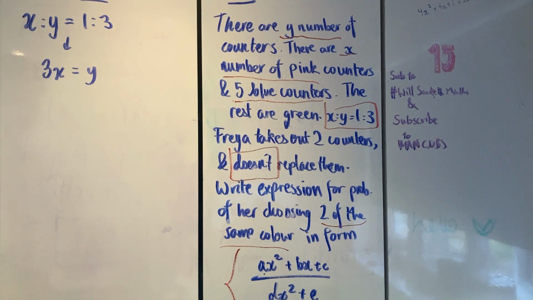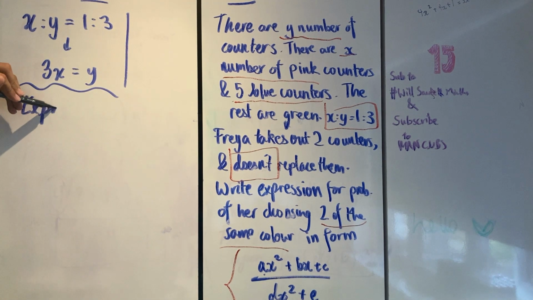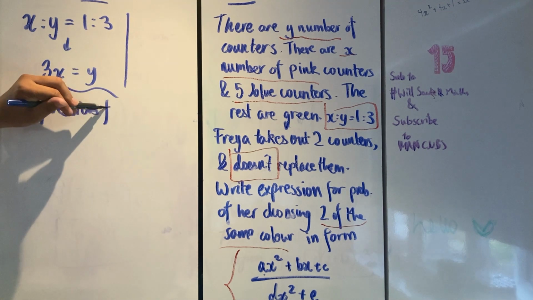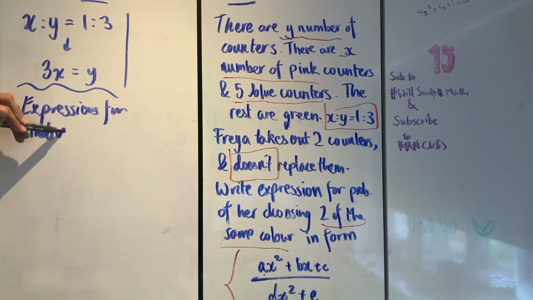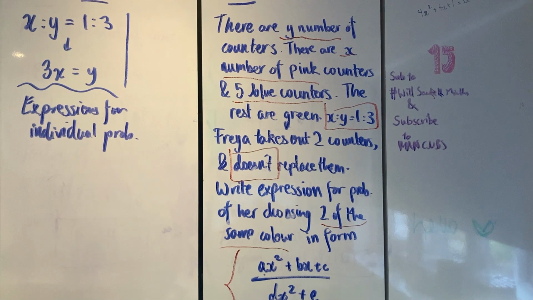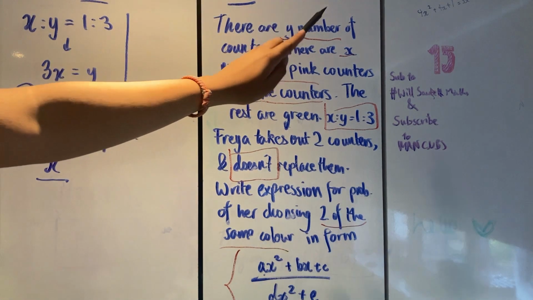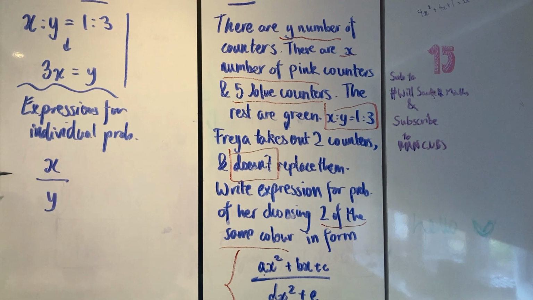We can use this information later on, but first we're going to try and form the probability of the different counters. So if we take a random counter from a bag, for example, what is the chance we're going to get? We're just going to not express the actual one, we're just going to do it in terms of numbers and letters. So first of all, let's look at pink counters. We have x number of pink counters, so I'm going to write the probability of pink counters is x over y, because we have x pink counters, and our total number of counters equals y. I'm just going to write probability of pink in front.